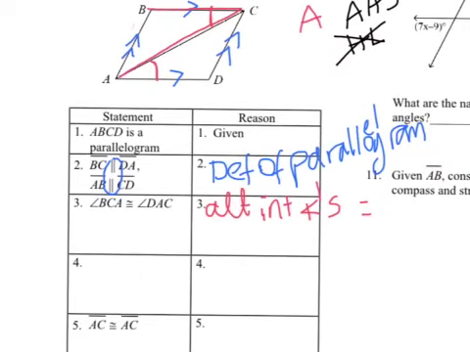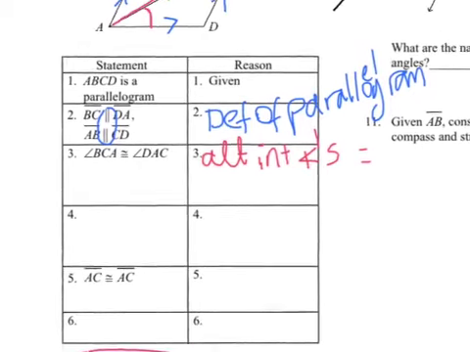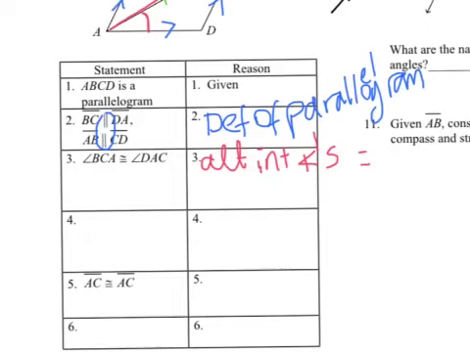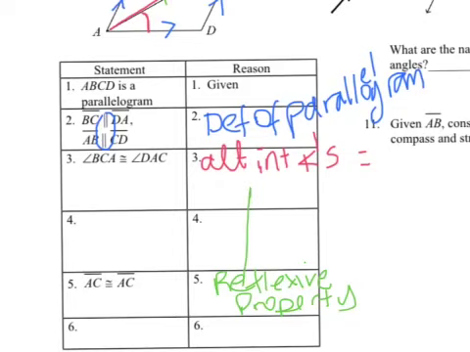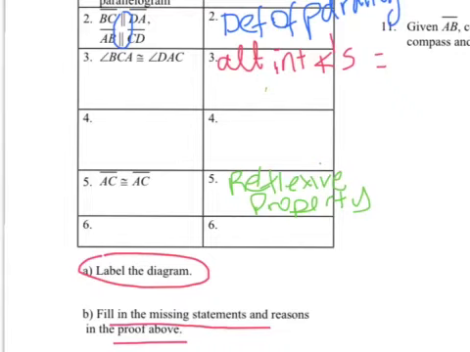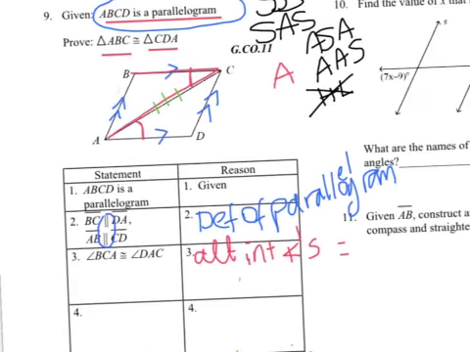Now the next part is totally blank, but the one after that does say AC is equal to AC. So hopefully you know this, and that is the reflexive property. So I'm going to write that right here in number 5. That is the reflexive property. So now I'm missing something because the next line is the end. So I'm actually going to fill in the end real quickly for you.